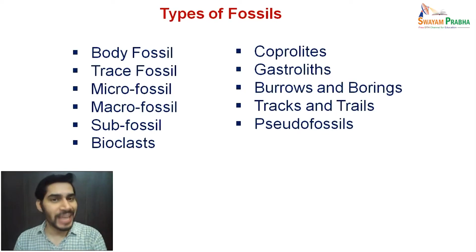So, various types of fossils can be categorized as either body fossils, trace fossils, microfossils or macrofossils, subfossils, bioclasts, coprolites or gastroliths, burrows and borings, tracks and trails, pseudofossils, etc. Let us quickly review all these types of fossils in the coming slides. Starting with body fossils.